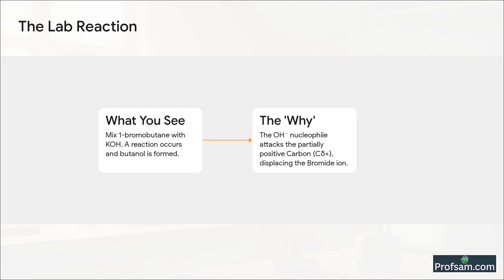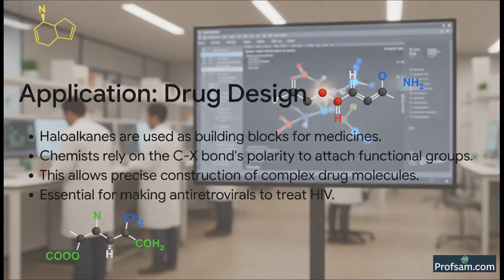It's attracted to this partially positive carbon. So it attacks the carbon and the bromide ion gets kicked out. It is the polarity of the bond that makes this whole reaction possible. And this predictable reactivity is an incredibly powerful tool in technology.